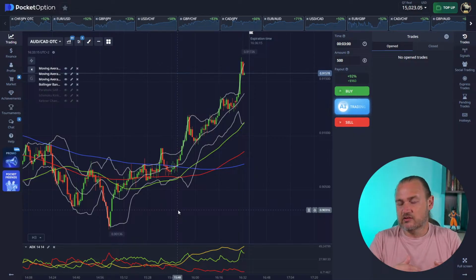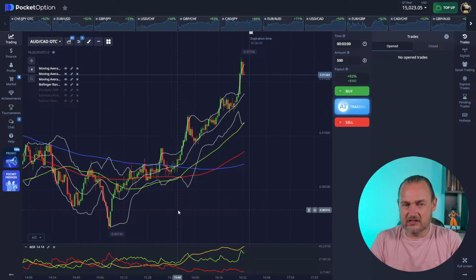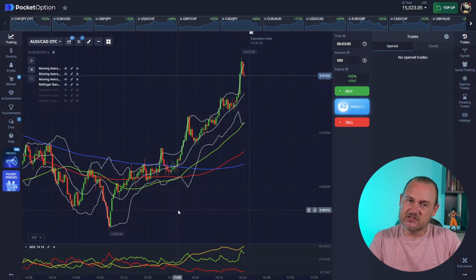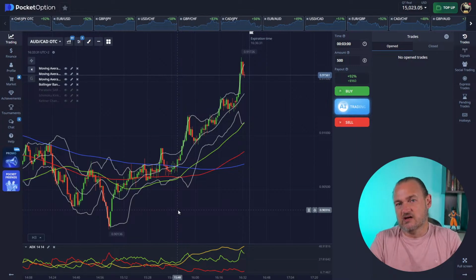Just take it slow. Look at what the ADX is showing you. As with any other indicator we use, we need to look at the data. We need to understand what it is showing us, and once we understand what it's showing us, we can start making decisions based upon the data that we interpret from those indicators.